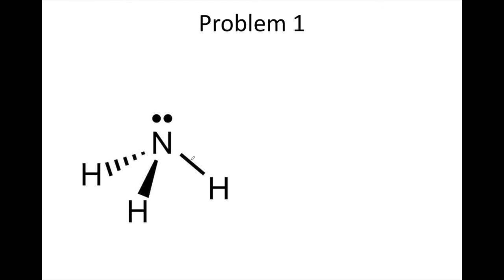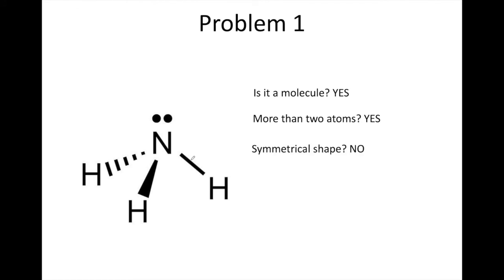What about NH3, which is ammonia? Is this a molecule? Yes. Are there more than 2 atoms? Yes, there are 4. Is this a symmetrical shape? This is a trigonal pyramidal shape. With the lone pair here, we're not going to have these bond angles ideal. So therefore, we're going to have an unequal distribution of the electron density. So this is not a symmetrical shape, so we don't have to worry about the terminal atoms. We stop there, and that is polar.